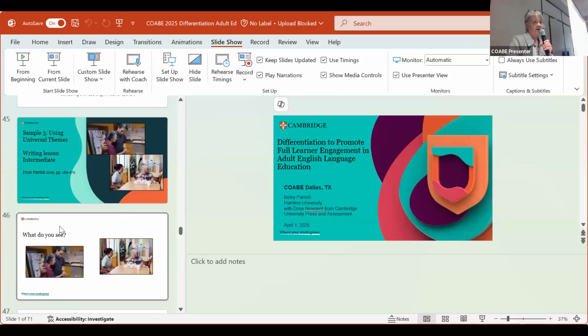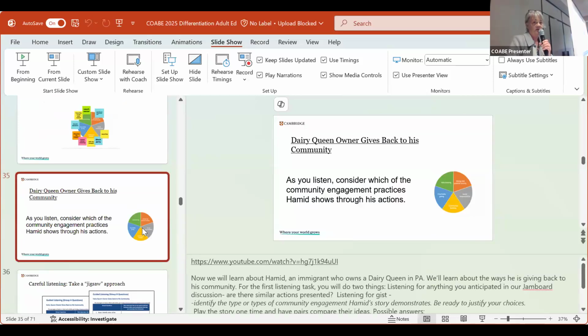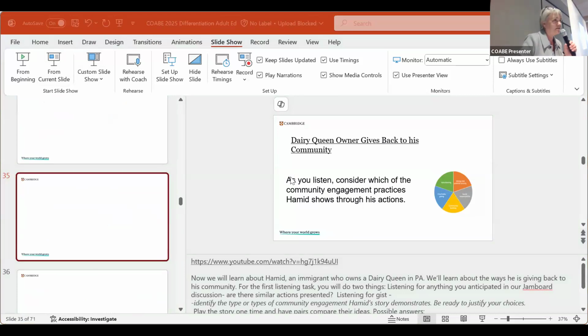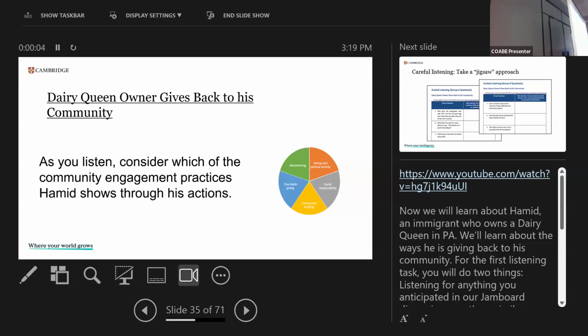All right. So now turn and talk for a couple minutes. Which of these categories did you see evident in Hamid's actions? Just direct me up. There you go. Nailed it. You have a couple minutes. Turn and talk. Which actions of community engagement were most evident in Hamid's actions?